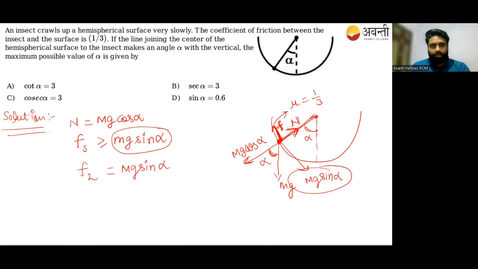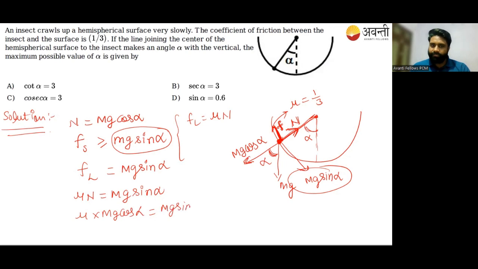What is limiting friction? Limiting friction, FL, equals mu times N. This is the formula. Put this here: mu N equals mg sin alpha. So mu into, and what is the value of N? It is mg cos alpha, equal to mg sin alpha. mg and mg cancel out. You have cos alpha equals sin alpha.